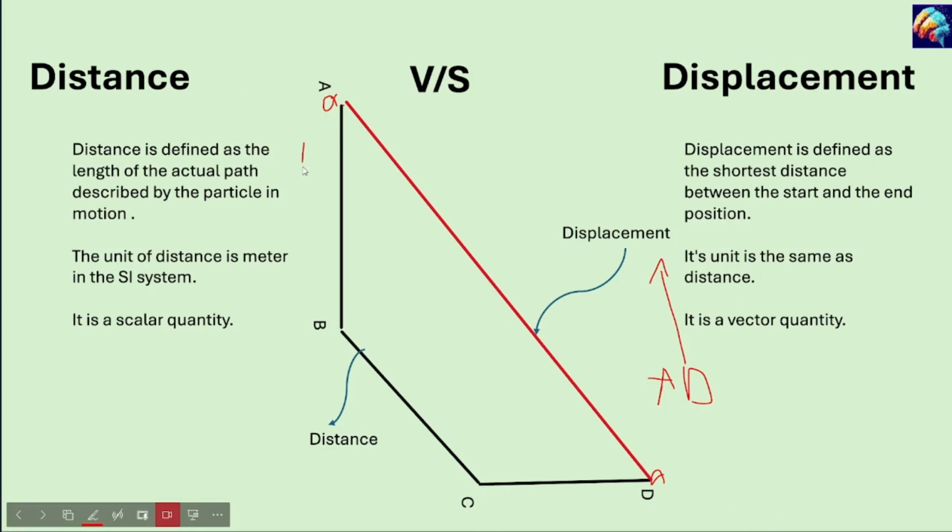Suppose let's say this is the north, then this would be west. So along with displacement we should mention the direction. So the direction would be northwest. Its unit is the same as distance, which is meter in SI system. It is a vector quantity.